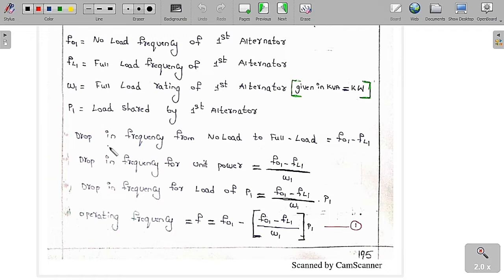Therefore, we can say the drop in frequency from no load to full load is F01 minus FL1, and the drop in frequency per unit power is (F01 minus FL1) by W1. The drop in frequency for a load of P1 is obtained by multiplying the above by P1. Then the operating frequency is F01 minus the previous expression. This is called equation 1.